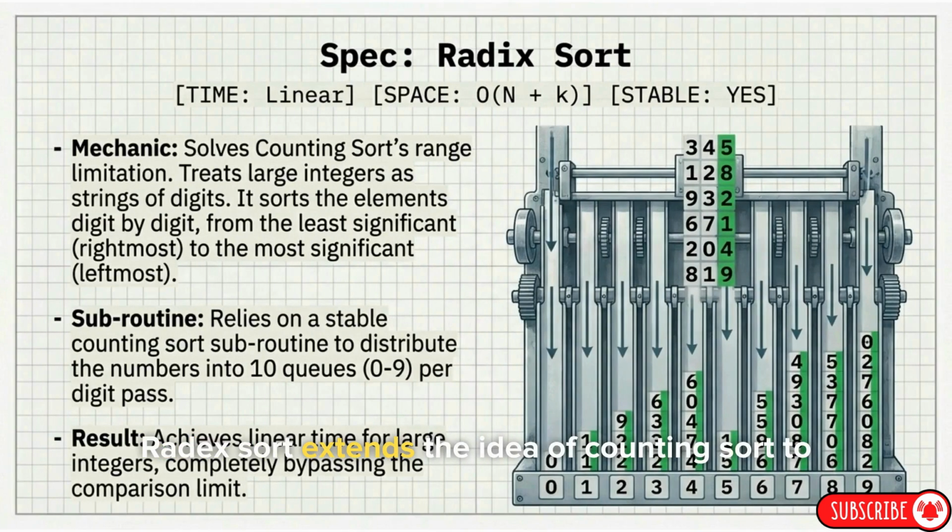Radix sort extends the idea of counting sort to handle large numbers efficiently. Instead of sorting entire values at once, Radix sort processes one digit at a time, from least significant to most significant. By combining stable counting operations across multiple passes, it achieves near-linear performance for large integer datasets.